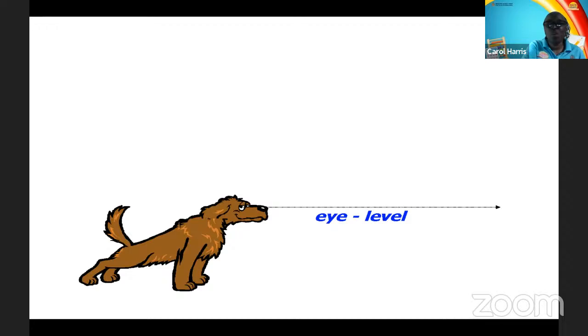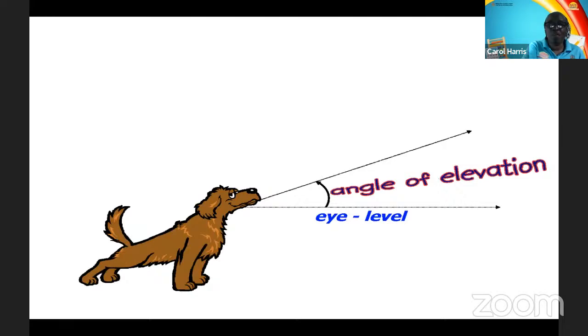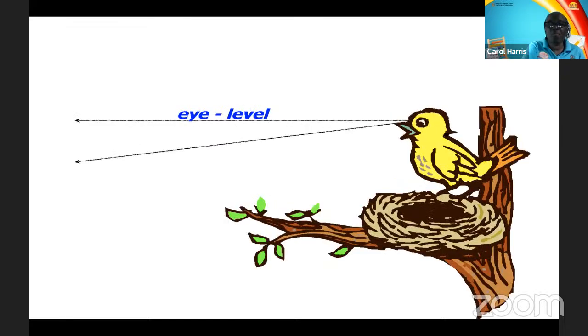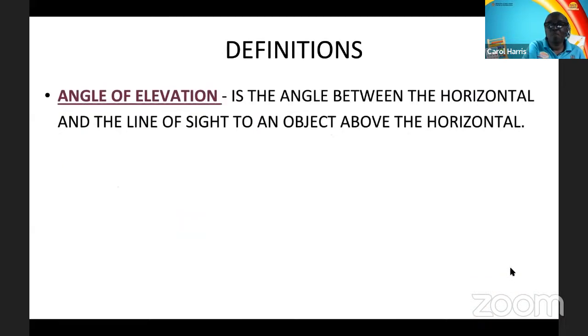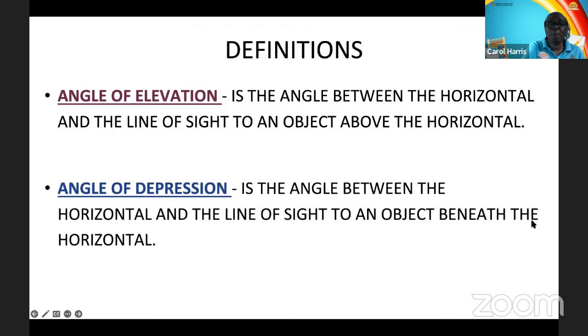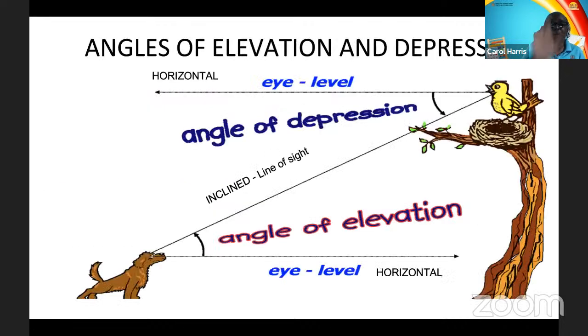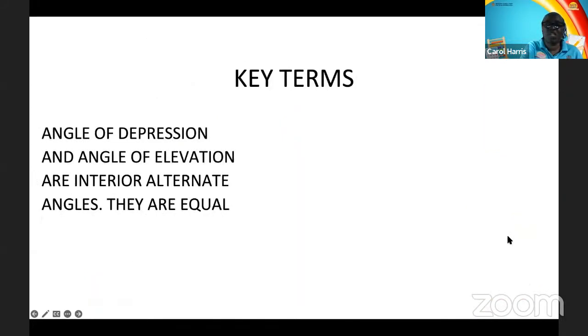All right, so we were looking at the angle of elevation for this dog looking up at the bird in the tree. And we also saw that the bird looking down at the dog has a corresponding angle of depression. So for both animals, the angle of elevation would be the angle between the horizontal and the line of sight to an object that is above the horizontal. So notice that the dog is looking at something above him, while the bird is looking at something below him. All right, so let's look a bit more at the terms that are associated with angles of elevation and depression.